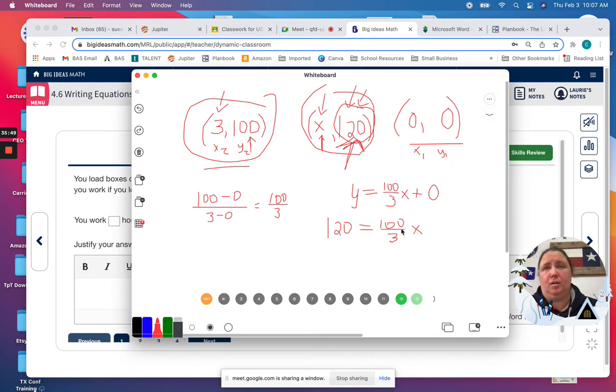How do I move this 100 over 3? Multiplication? Multiply what? It is technically multiplication because this is division, so we're going to flip it and multiply. So I'm going to flip this, 3 over 100, because then that cancels that. And I'm going to multiply it over here, 3 over 100. Because that cancels with that, I'm left with my X. What is 3 over 100 times 120? 360?